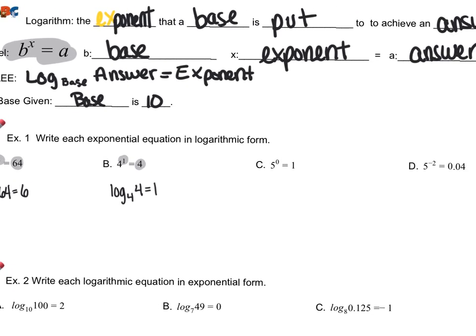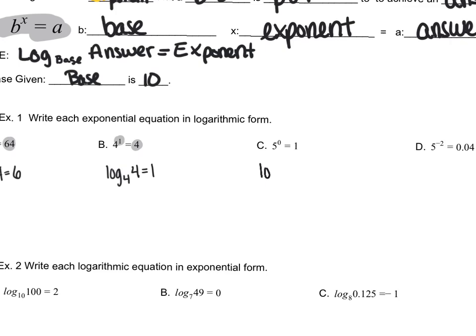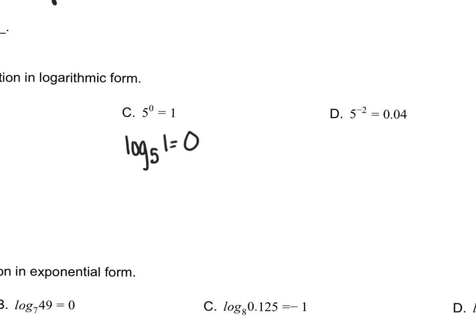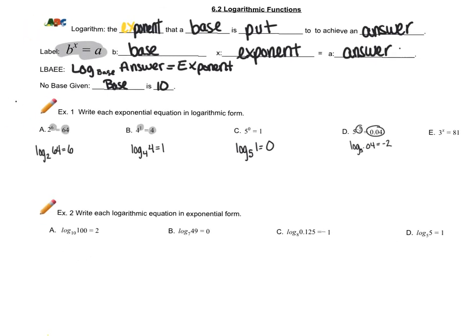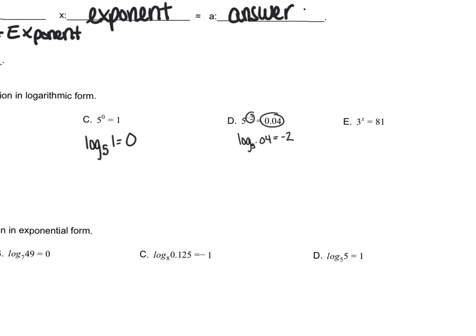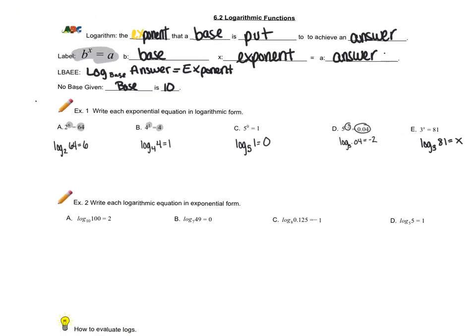For example C, it's going to be log base 5 of 1 equals 0. For D, it's going to be log base 5 of 0.04 equals -2. That 5 goes right there. Now one more. So this one's going to be log base 3 of 81 equals x when I switch the x and the 81 places.